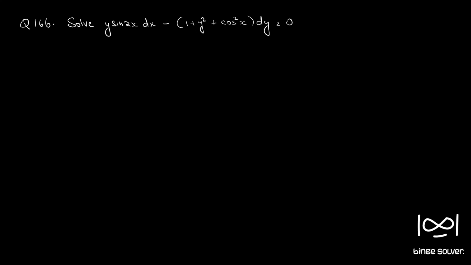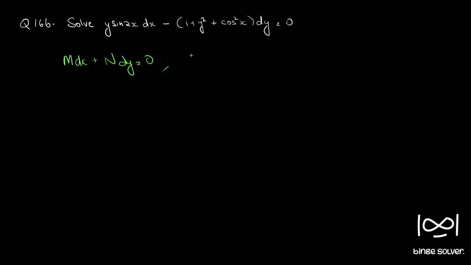Question number 166. Solve y sin 2x dx minus (1 + y² + cos²x) dy equal to 0. Alright. So the given equation is in the form M dx plus N dy equal to 0.